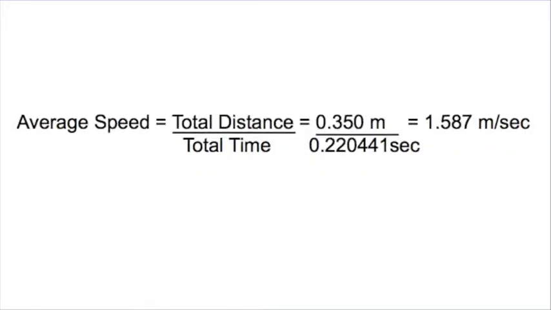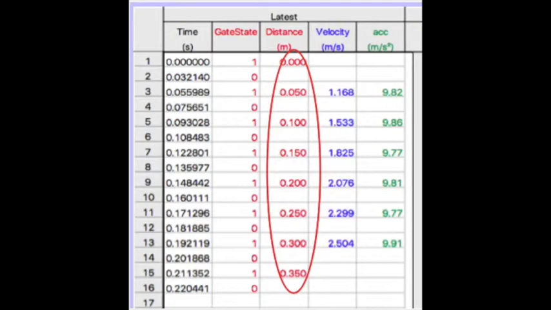The object fell a distance of 0.35 meters in 0.220441 seconds. So it fell at an average speed of 1.587 meters per second. We want to know not just the average speed, but what was happening to the speed as it fell. Let's start by looking at the distance traveled.